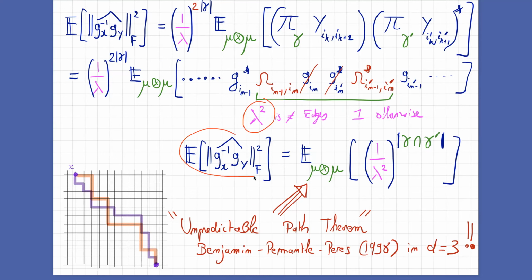So this means that the second moment is exactly given by the expectation, for two independent paths gamma and gamma prime, of 1/λ to the number of edges that are common to gamma and gamma prime. So the variance is given by how much two random paths want to intersect each other. And so if you were to take the intuition I gave before, if you take two uniformly independent paths between x and y, in fact, in dimension four or bigger, this will work very well. But in dimension three, it doesn't work at all. And I think I would have faced this problem. I would probably have obtained a theorem in dimension four or bigger. And in dimension three, I would have been completely stuck.